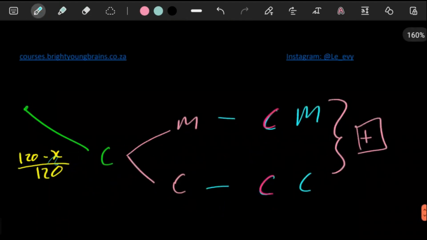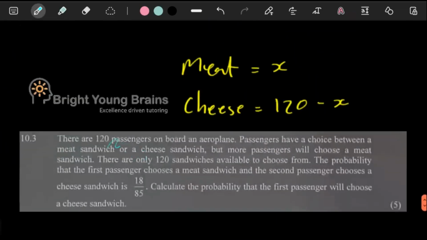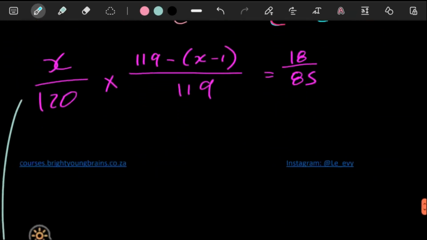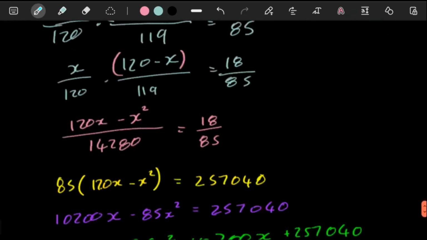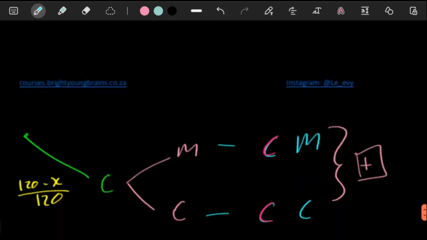So I'm gonna choose x as what you may call. But no, wait. Let's see here. They said passengers have a choice between meat and cheese, right? But more passengers will choose meat. So since more passengers will choose meat, it means that x has to be the bigger number amongst these two. You see? So here we have to choose 84.